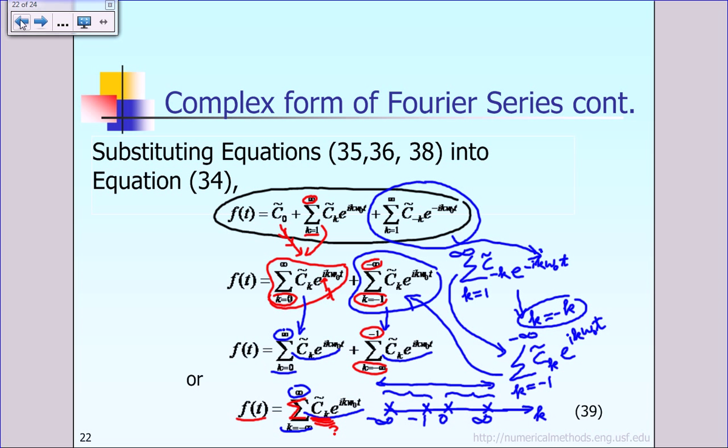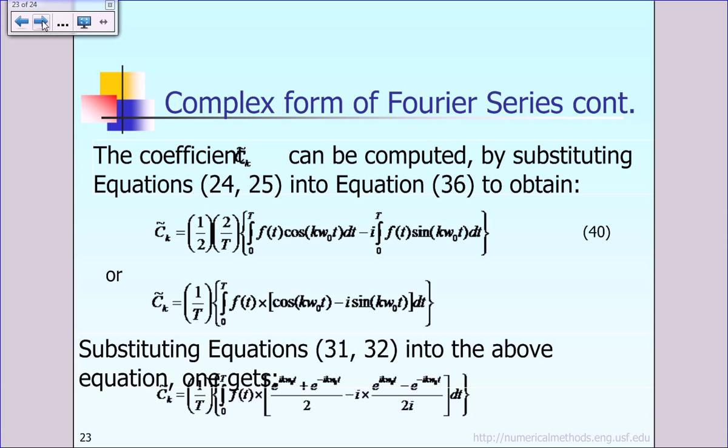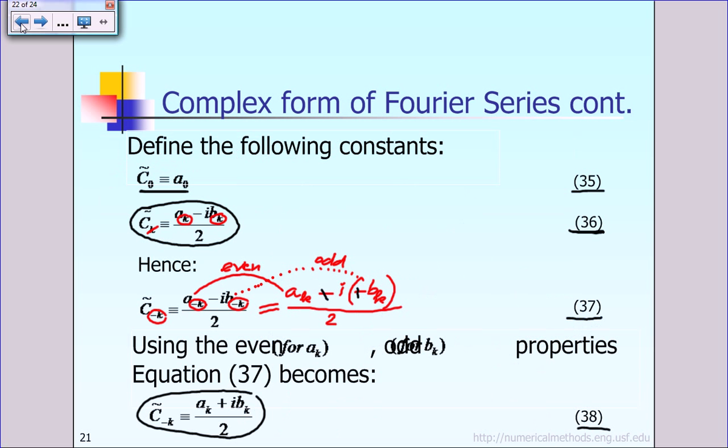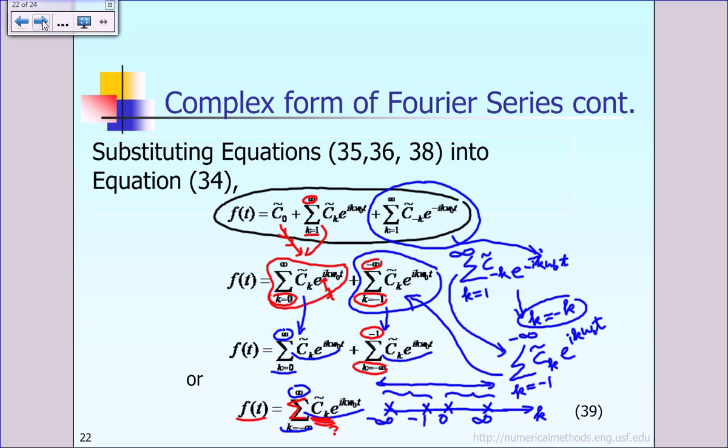So to answer that question, we have to refer back to the old equation that we defined for ck tilde. Let me show you the previous equation. See the equation right here. If you look at equation 36, that will give you the definition of ck tilde. Okay? So basically ck tilde is equal to ak minus ibk over 2. So because of that reason, let's go back to the next slide.